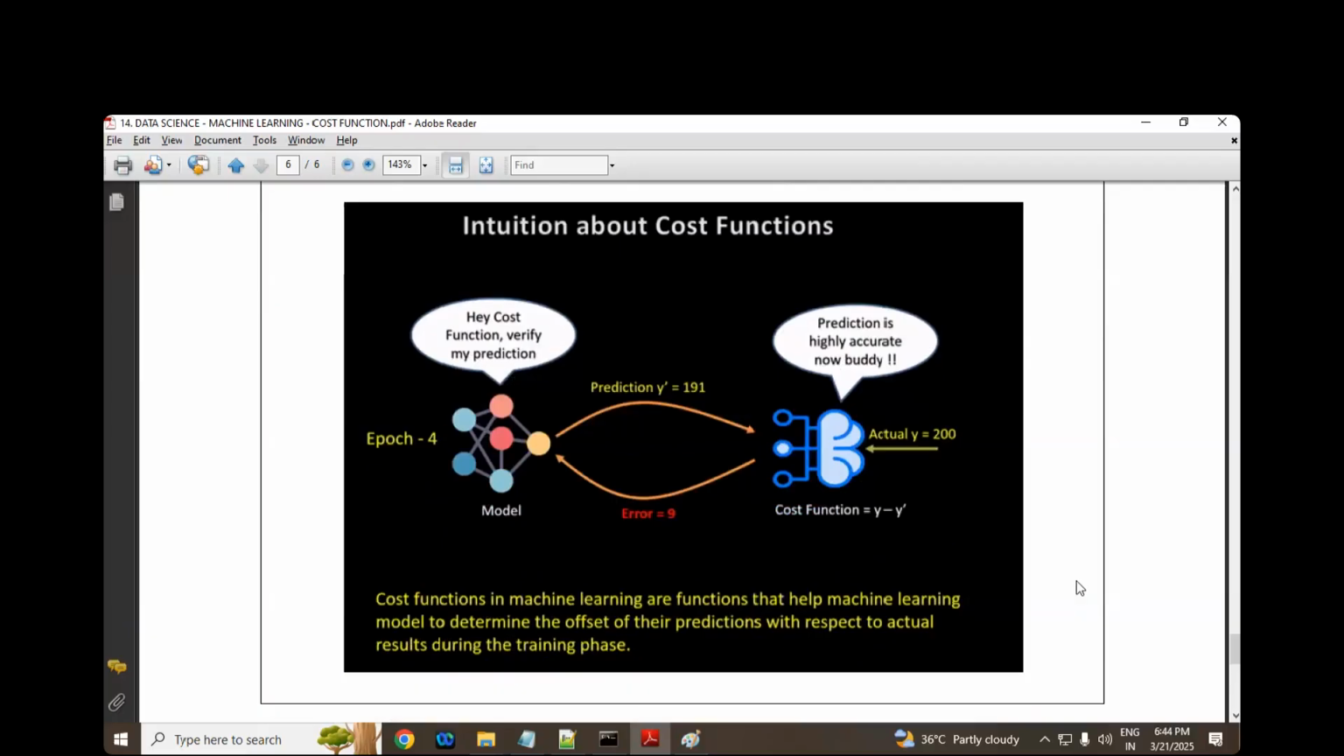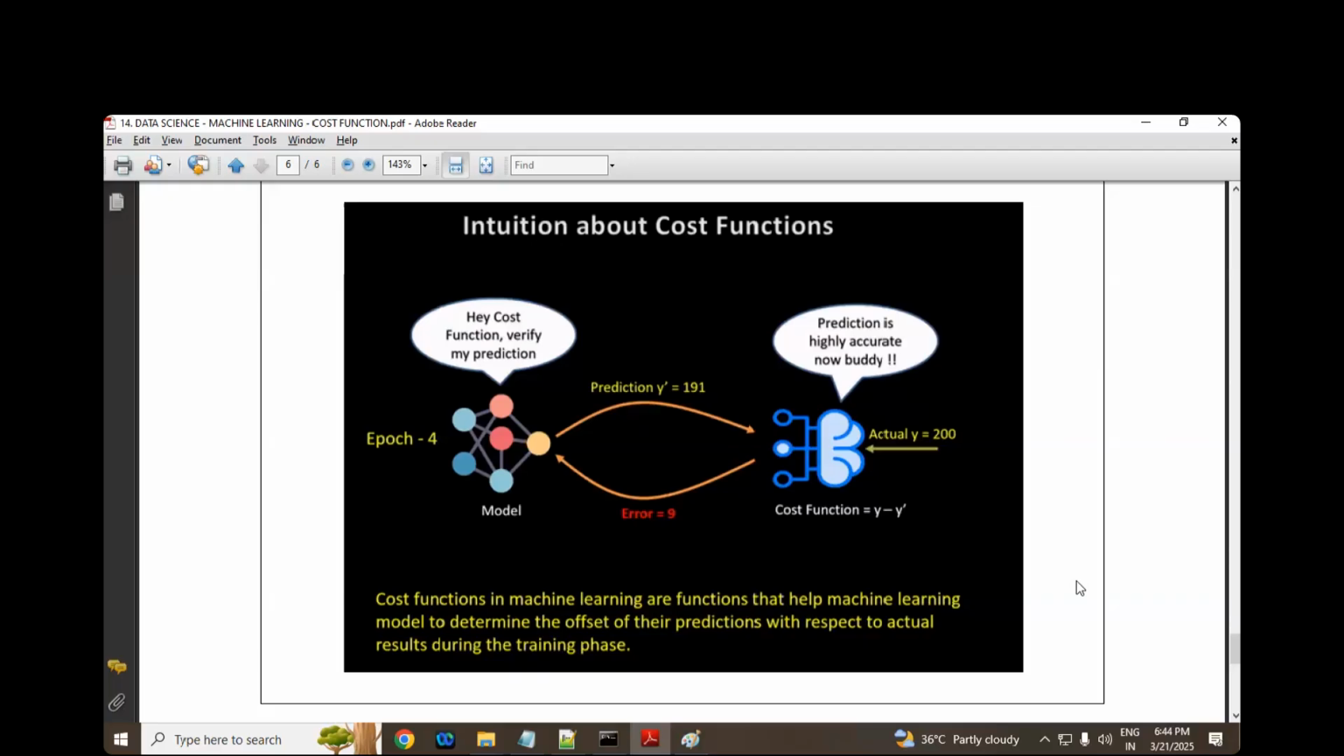The machine learning algorithm keeps on training with the data. It is understanding the data. It started doing prediction. Now it has done prediction for one input value. What is the actual output? 200. What is the prediction output exactly? 191. Sir, initially what was the error value? Very big error. But now what is the error value? 9. What is the cost function telling? Prediction is very good. You're almost doing very good prediction.